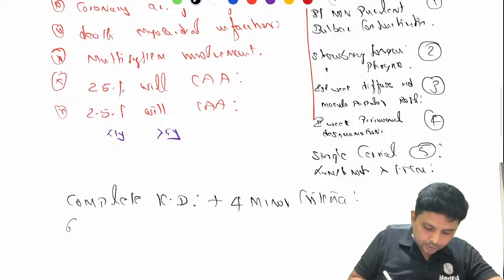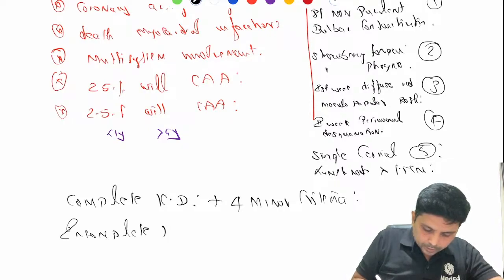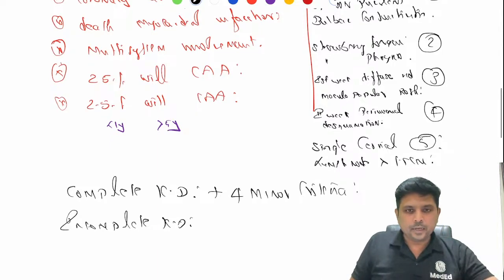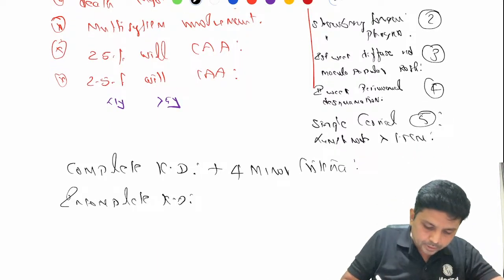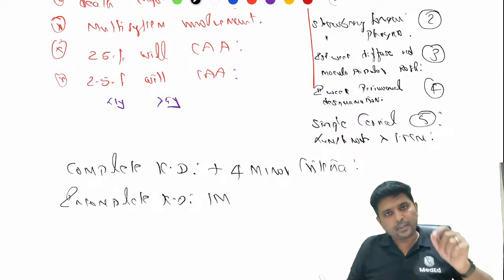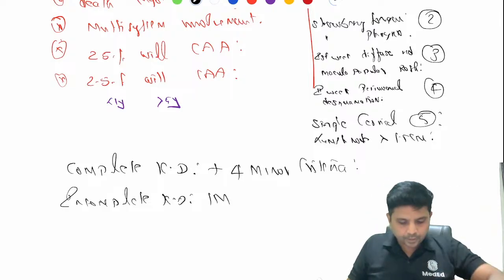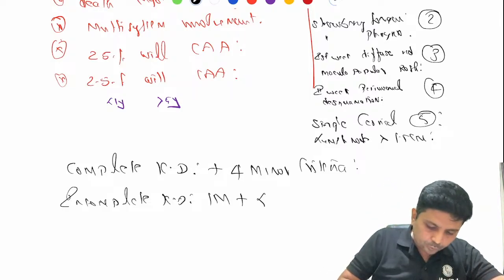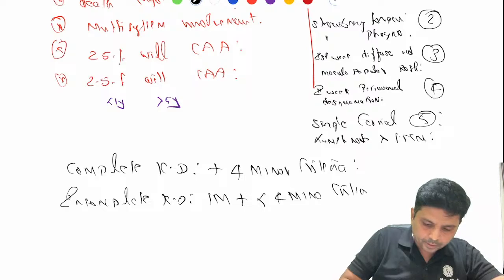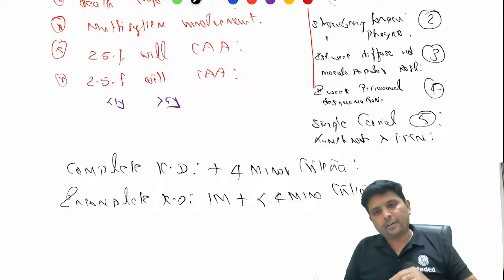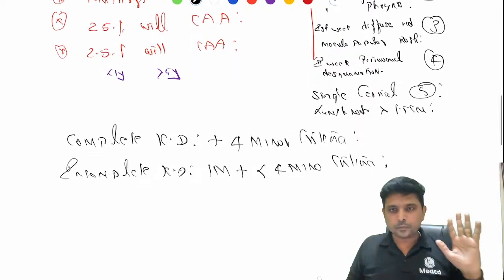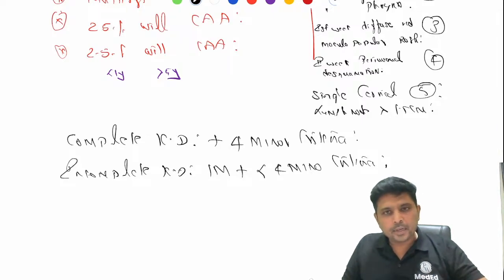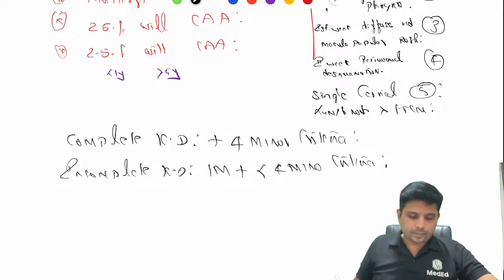Whereas what is called incomplete Kawasaki disease? Incomplete Kawasaki disease is one major criteria, that is fever lasting for more than 5 days in an infant, plus less than 4 minor criteria. This is called incomplete Kawasaki. Okay, one is complete Kawasaki. Second one is incomplete Kawasaki.